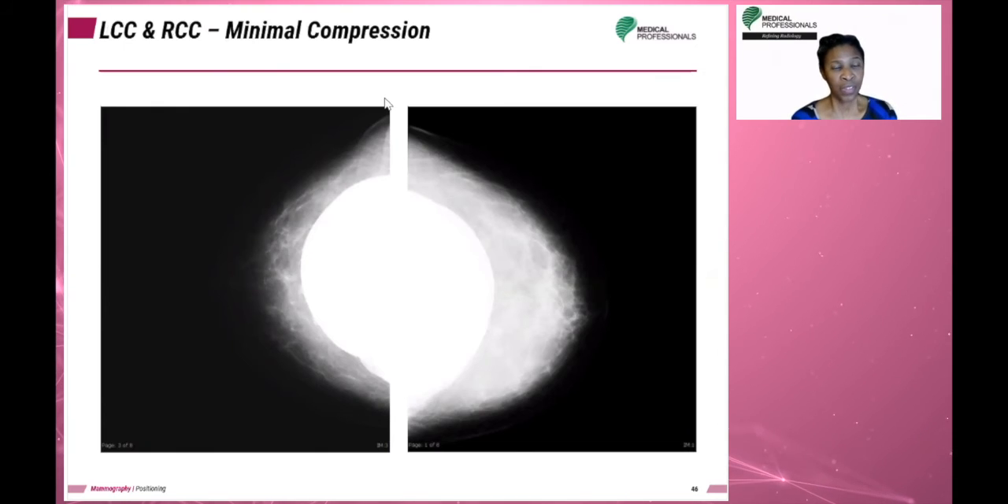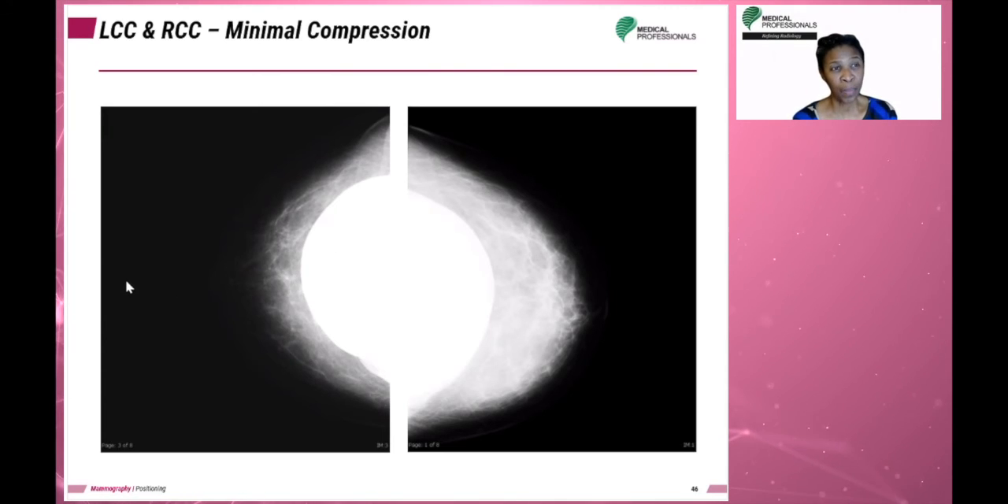So this is the initial image. So remember, we're doing 4 with the implant in place and 4 with the implant displaced. So this is the implant in place projection. So you see the implant right here in the image.